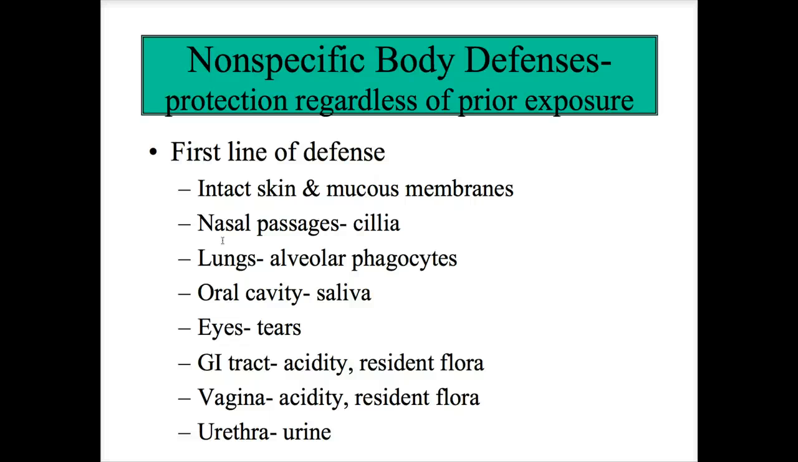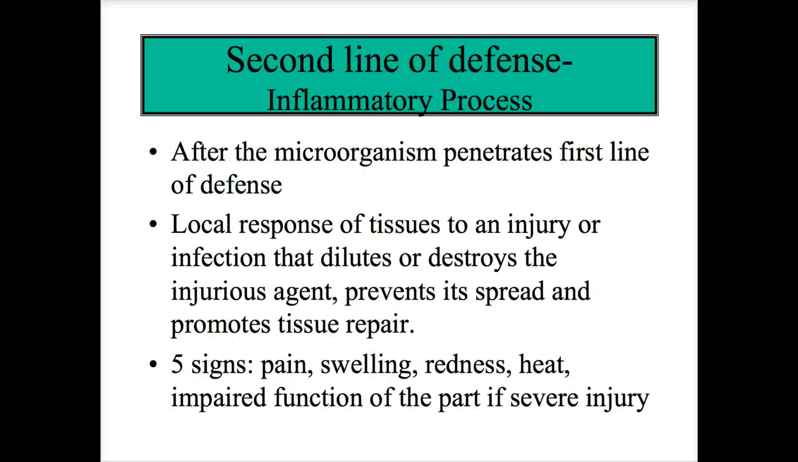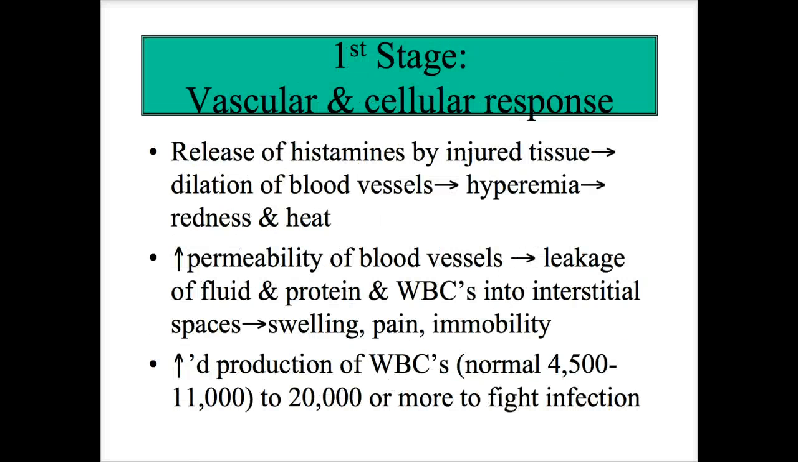We have tears to wash things out of our eyes. We have nasal passages with cilia to trap dust and organisms. We have a urethra. Urine passes through it to cleanse it and prevents infection or organisms from traveling up the urethra. So we have different bodily defenses to help protect us.